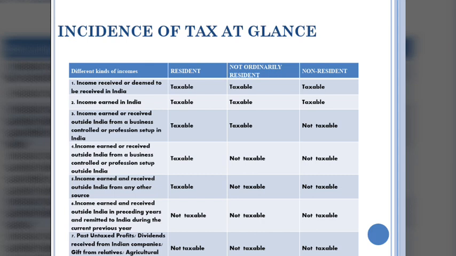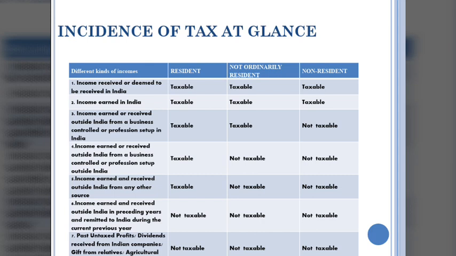Then the third one is income earned or received outside India from a business controlled or a profession set up in India. That is, you are earning an income outside India or receiving an income outside India, but the control of that business is in India. Then it is taxable to resident, not ordinary resident, and non-resident.